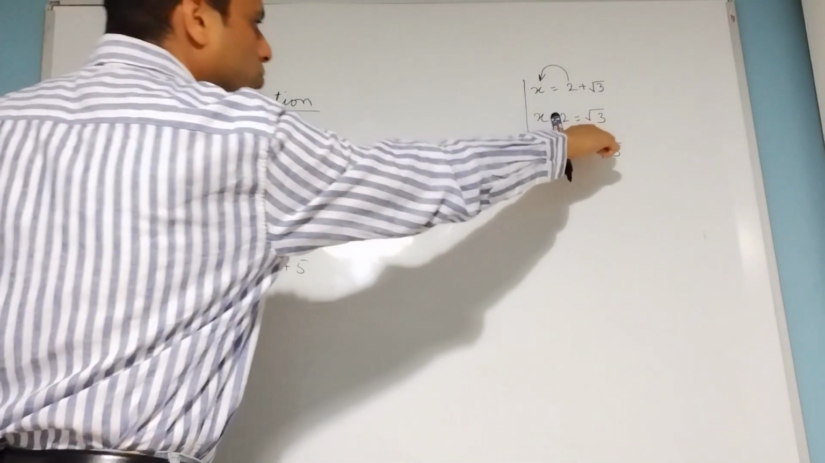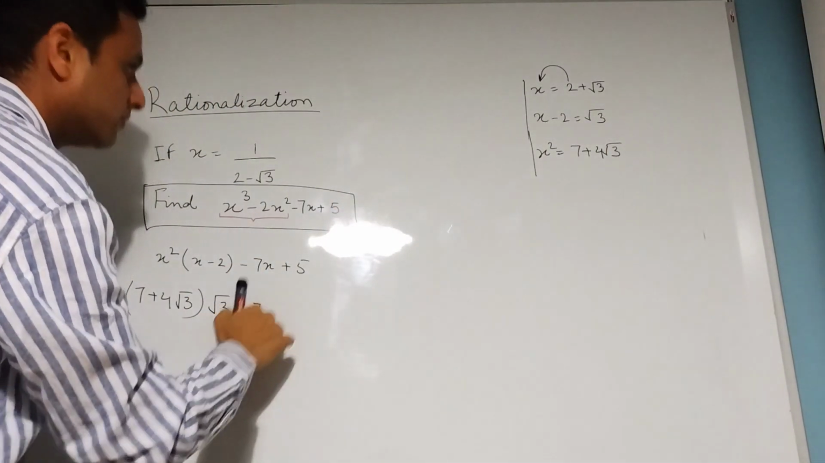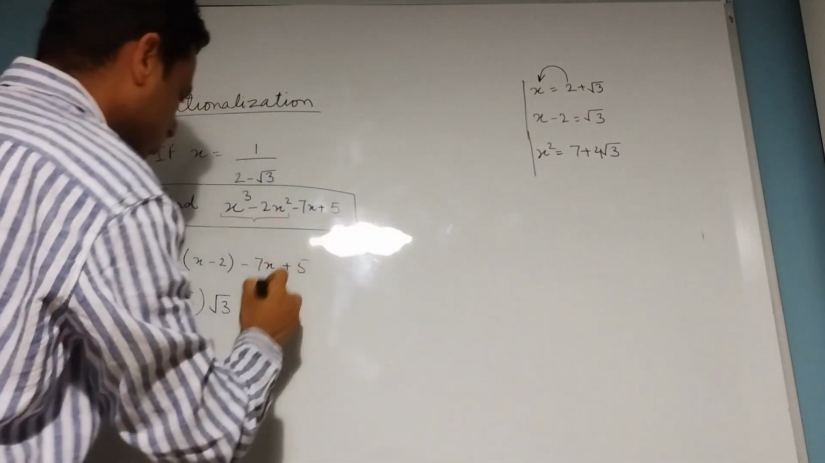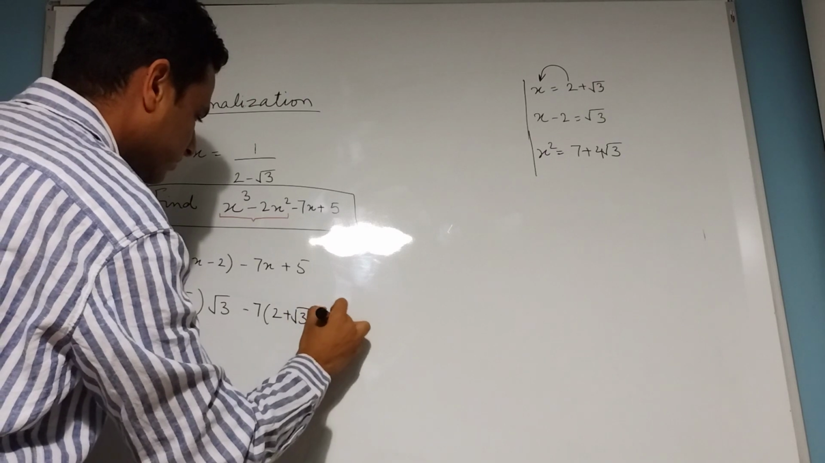X minus 2 is root 3 minus 7. X equals 2 plus root 3 plus 5.